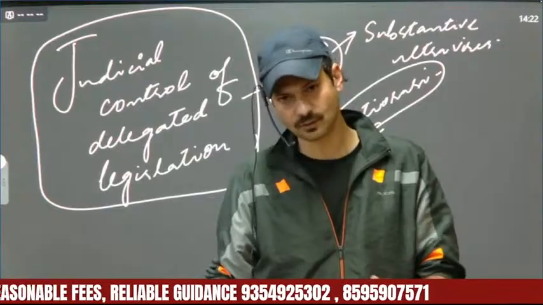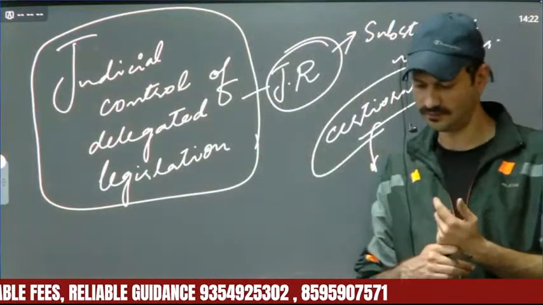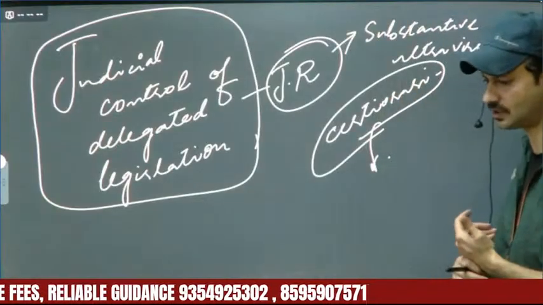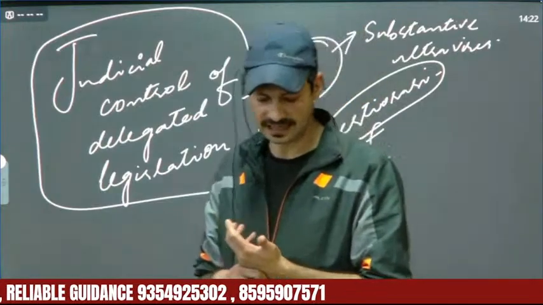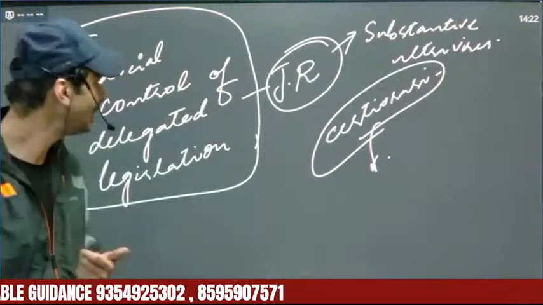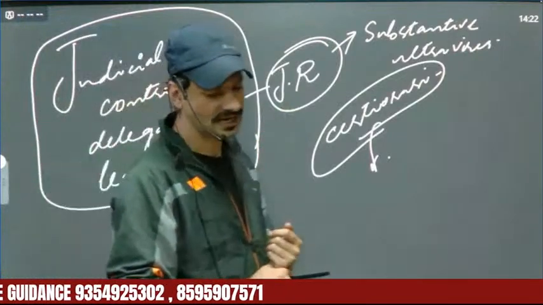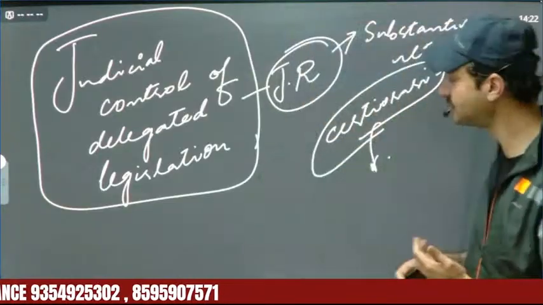So, for example, if a rule imposes restrictions on something or someone which are not authorized in the enabling law, then the courts may strike it down. And that would be under substantive ultra vires. Then there's the procedural ultra vires.